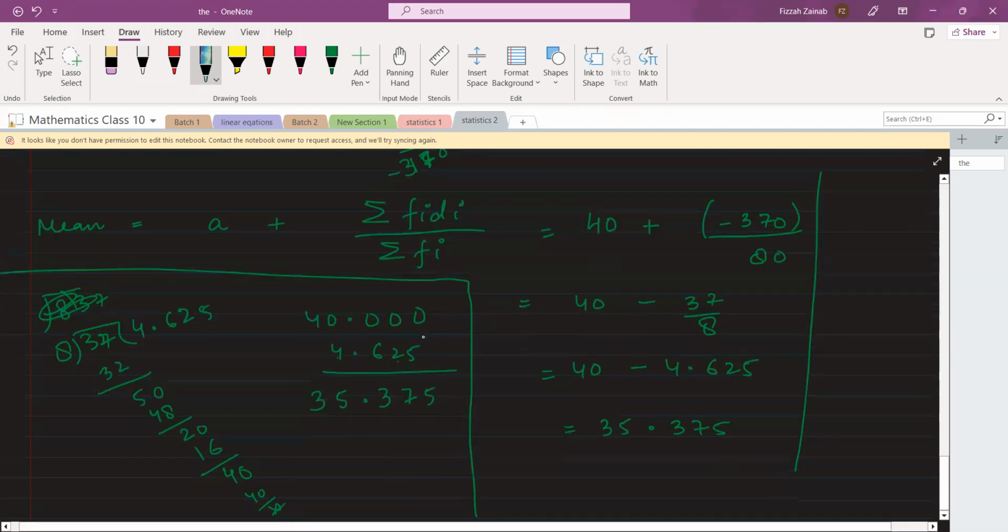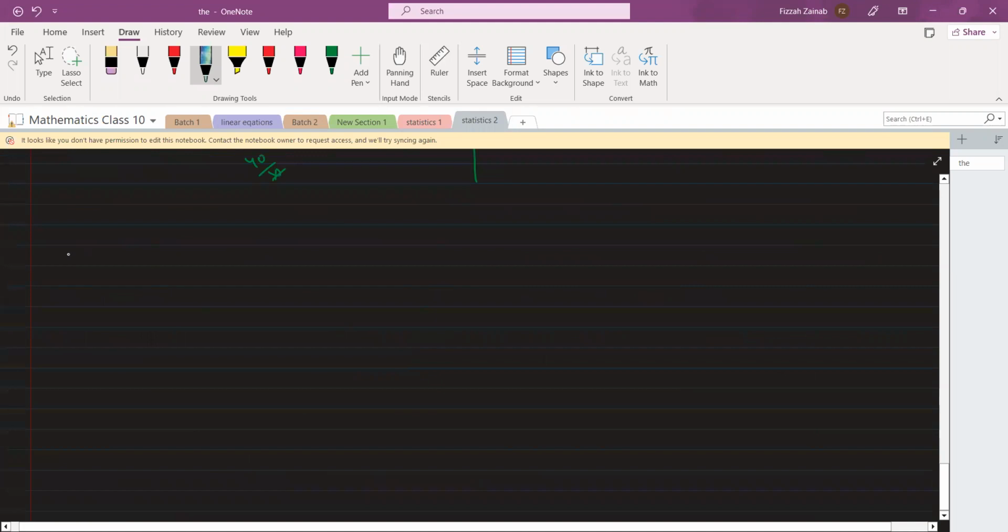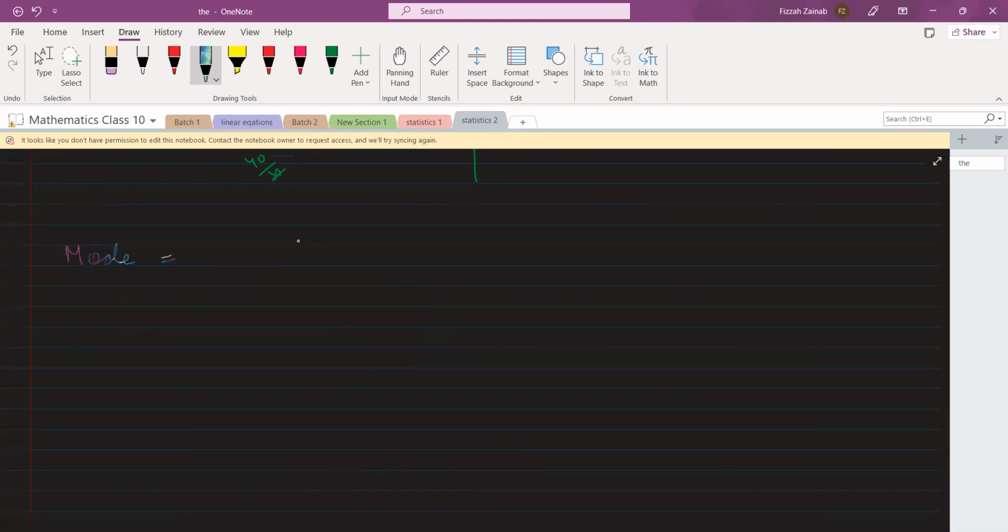Okay, so I hope you have noted all these things. Now tell me. Mode. What is the formula? I've just told you. The formula for the mean was sigma fi di over sigma fi, plus A. That was of mean. Now we are finding the mode: L plus (F minus F1) divided by (2F minus F1 minus F2), into H.